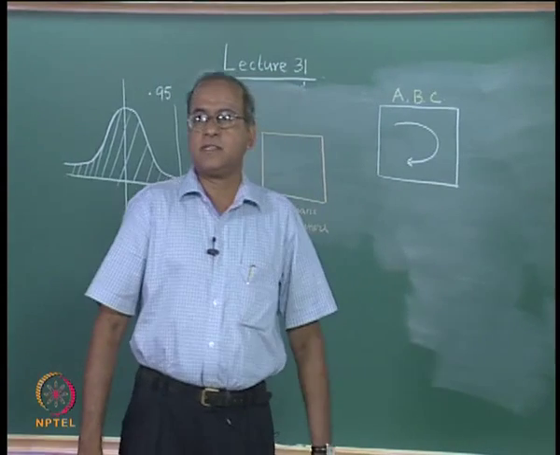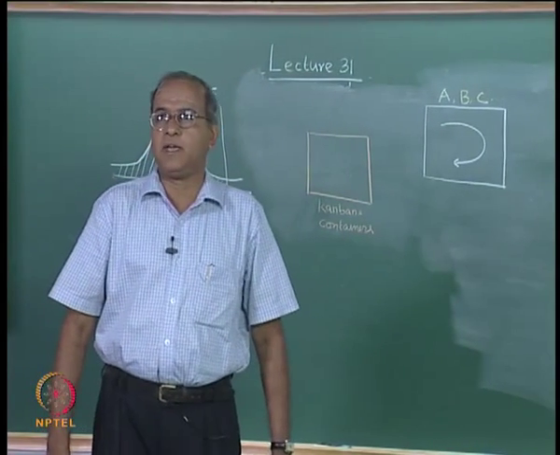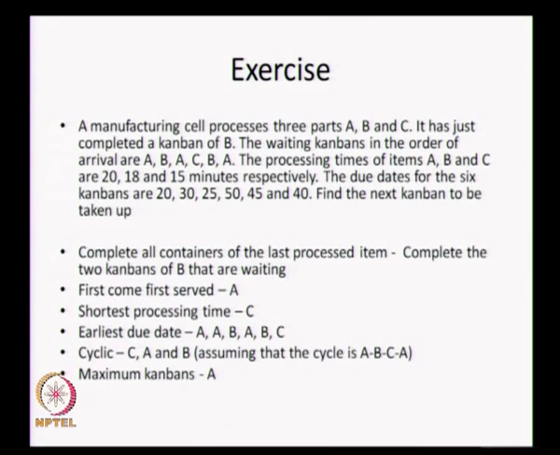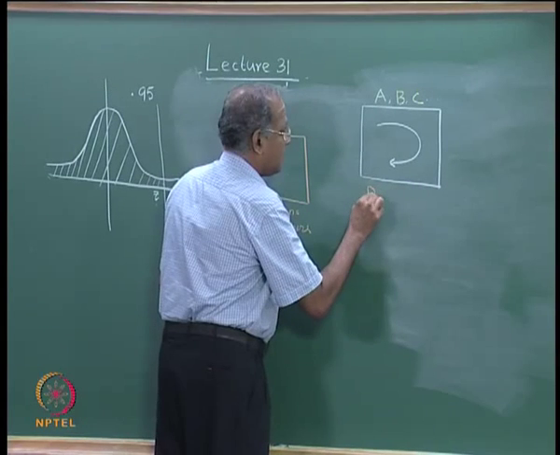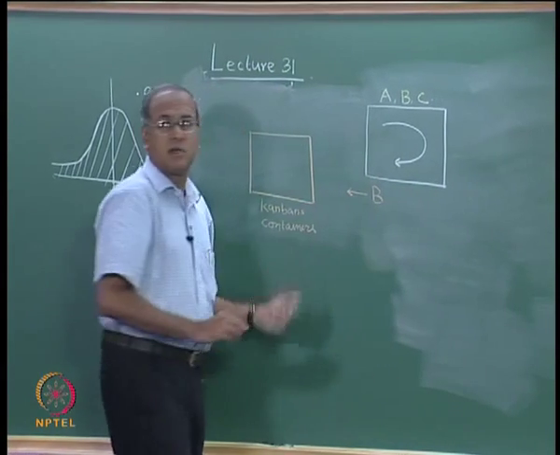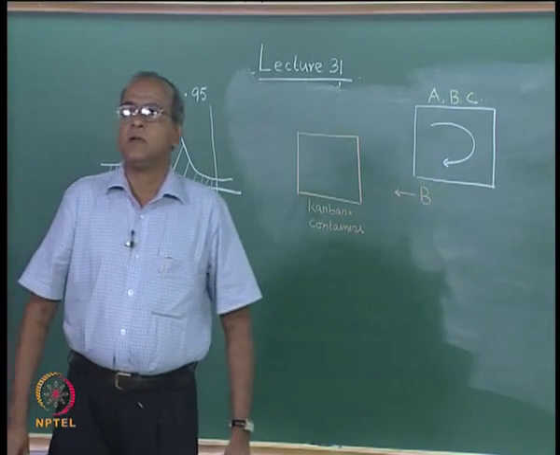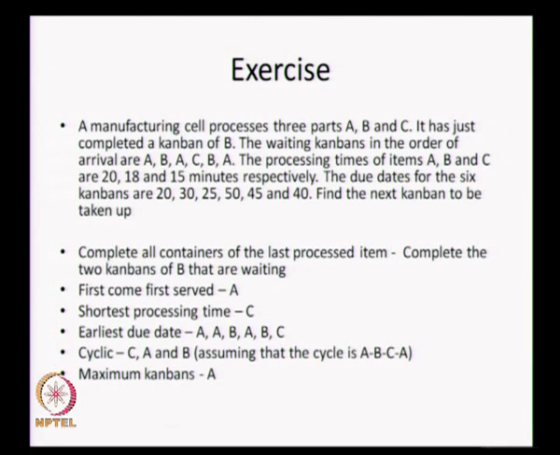A manufacturing cell processes 3 parts A, B and C. It has just completed B, so B is coming out of this. The waiting Kanbans in the order of arrival are A B, A C, B A.